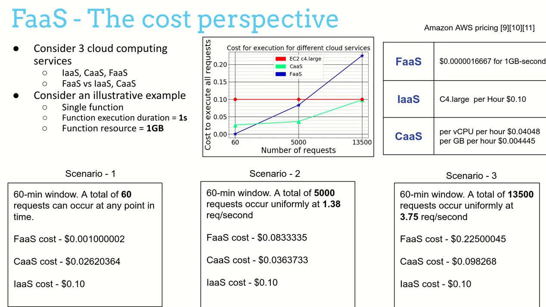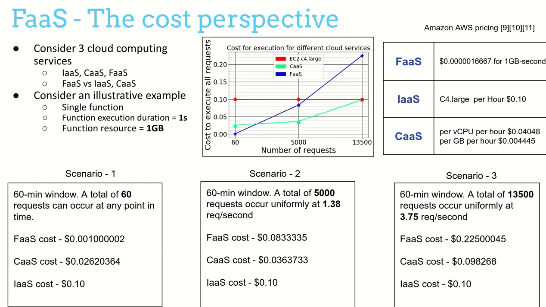So let's look at where the FaaS computing service falls as far as cost perspective is concerned. So we consider an illustrative example, which is a single function which executes for 1 second, and the resource associated with it is 1 GB. So we take three scenarios to show where it actually fits and where it does not. In all three scenarios there is a 60-minute window. In the first scenario, 60 requests can occur at any point of time. In the second, there are 5,000 requests which arise uniformly. In the third, 13,500 requests for execution of that function arrive uniformly.